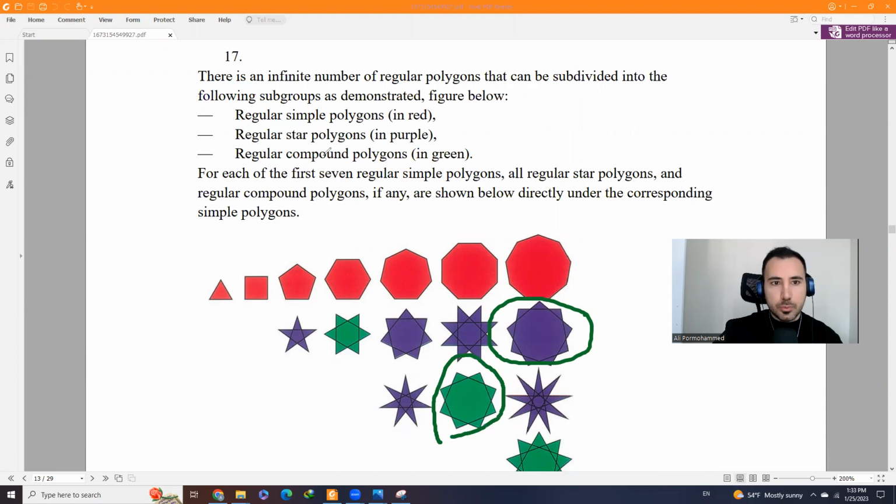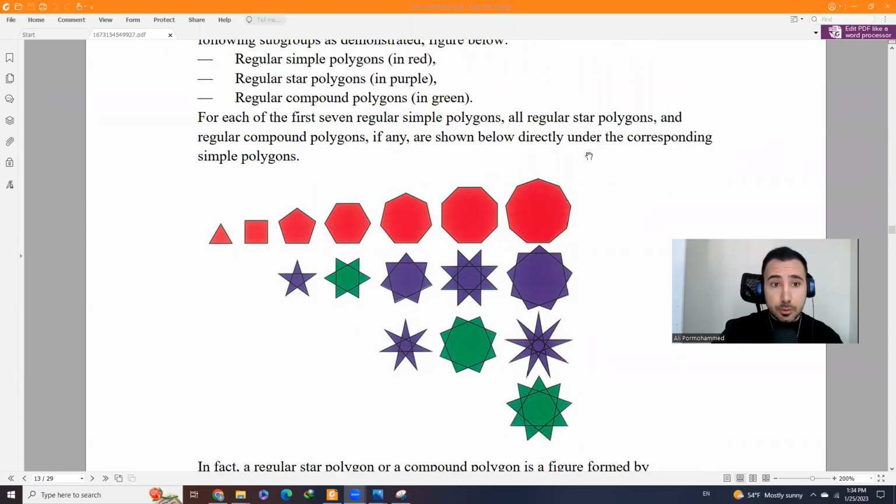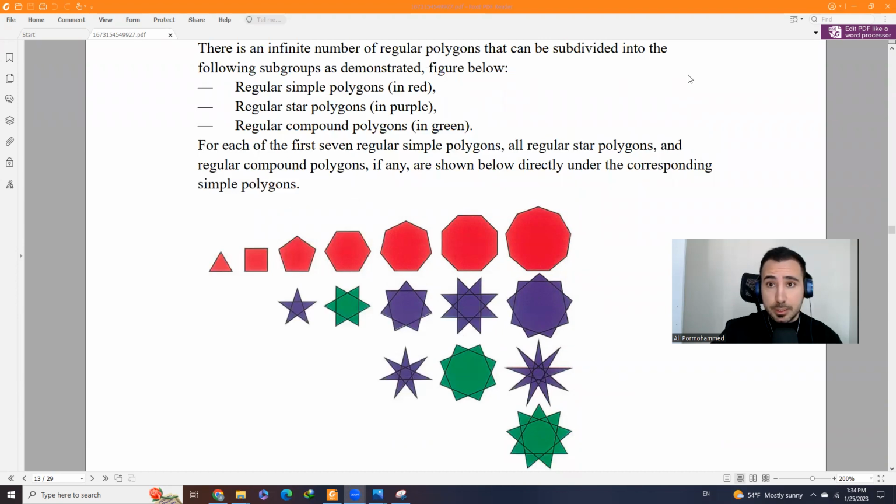The purple ones we're going to call star polygons. The green ones are going to be compound polygons. So the thing is, just why and how? Because you will create another shape and then you're going to decide if it's a star or it's a compound. Is it green or is it going to be purple, right? That's the challenge.